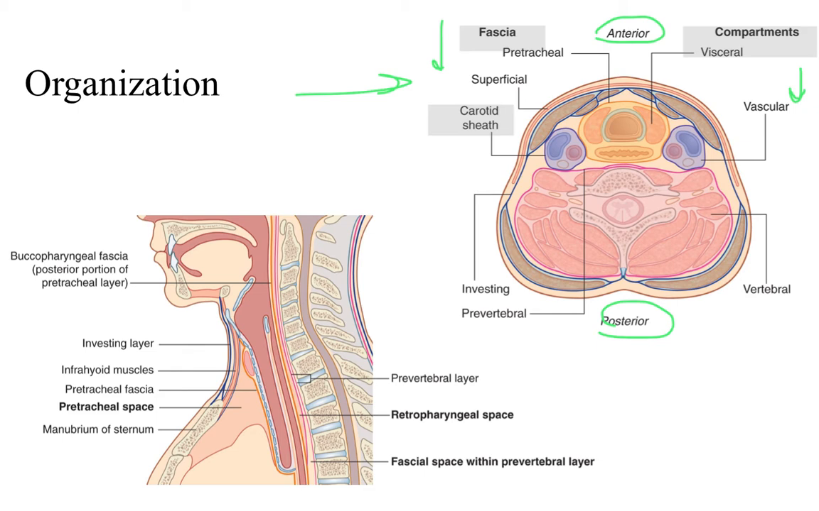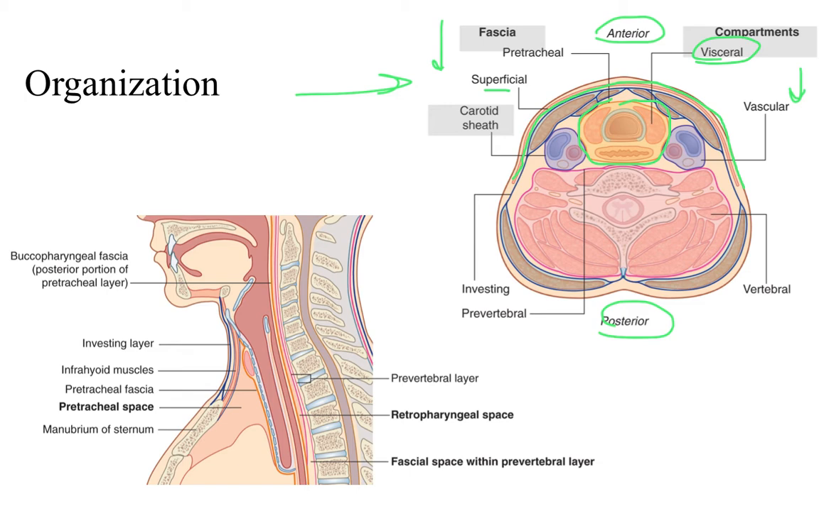So we'll start here with the pretracheal fascia, and you notice that that pretracheal fascia goes all the way around what we consider to be the organs of the neck, and that's going to make the visceral compartment. All right, the visceral meaning all the organs that are specifically within the neck. Then we have superficial fascia, and that superficial fascia is going to be this layer right here. That's going to contain the fatty layer, like we've seen previously.